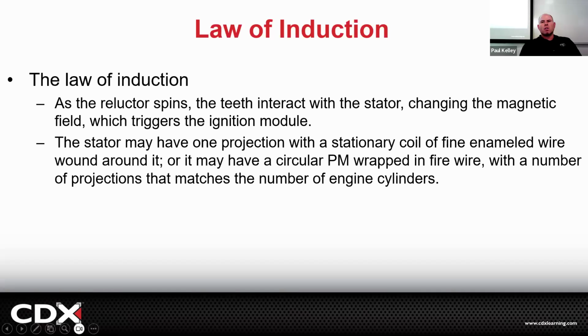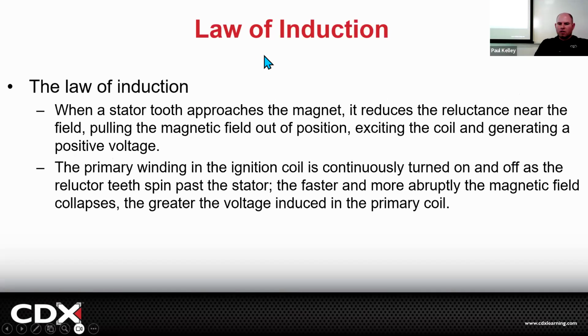If we had a little spinning reluctor, like a toothed wheel spinning around, that can induce electrical flow into a sensor. That sensor can then give a signal to the computer, and the computer can know exactly where it's at. That also uses induction, so that's why I wanted to pick it. When the stator tooth approaches the magnet, it reduces the reluctance near the field, pulling the magnetic field out of position, exciting the coil, and generating a positive voltage.